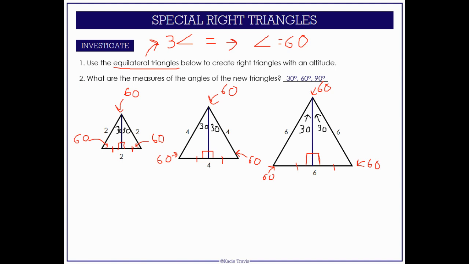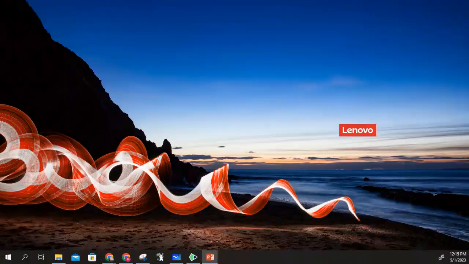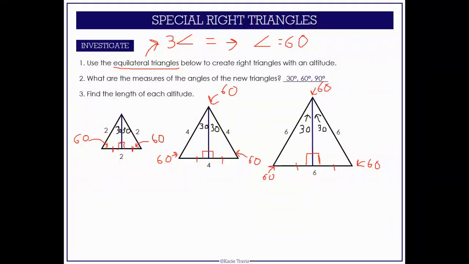Now, we got one more question. Find the lengths of each altitude. How do we find the lengths of this? So when we try to find the lengths of our altitudes in this triangle, the way that it's set up, this is making a right triangle.